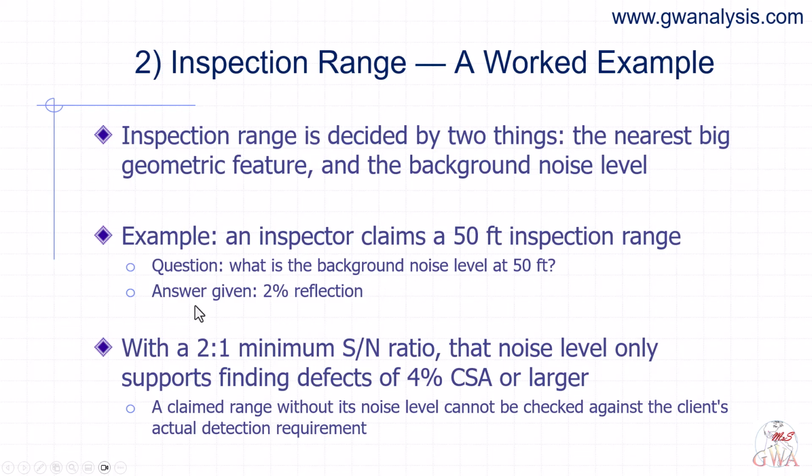If the answer is 2% reflection, then with the standard 2:1 minimum signal-to-noise ratio, that noise level only supports finding defects of 4% cross-sectional area or larger at that distance, not smaller defects, regardless of what the client actually needs to find. Without the noise level stated alongside the claimed range, there is no way to check whether the claimed range actually satisfies the client's detection requirement.